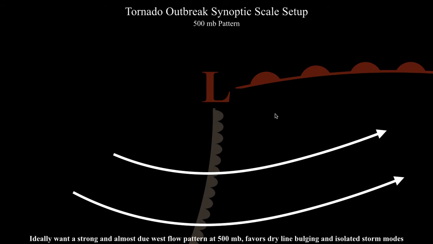where if you have a dry line bulge, the directional shear is much more enhanced north of the bulge, which gives you a better chance at more intense supercells capable of producing more intense long-track tornadoes.